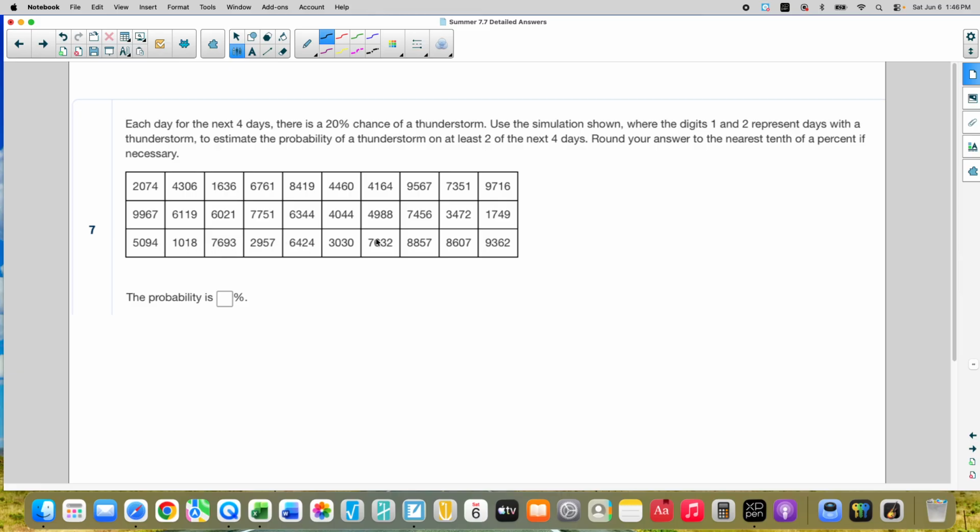And I counted them all up and I ended up with 17 out of 30. But that's not how we were supposed to do this. So the answer was not 17 out of 30. So I was completely wrong.